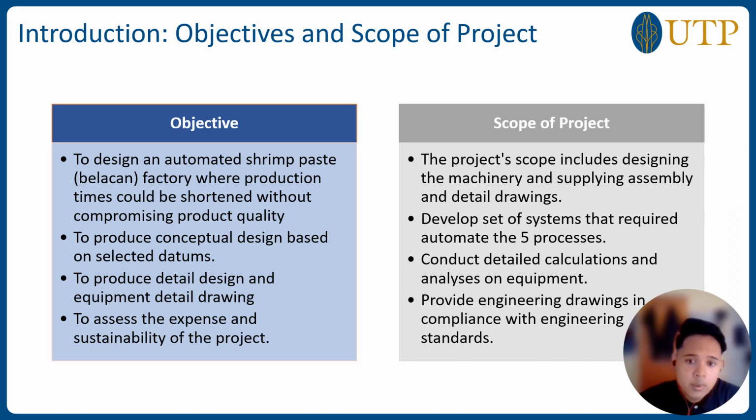So for the scope of the project, the scope includes designing the machinery and supplying assembly and detailed drawings, developing a set of systems that automate the process, conducting detailed calculation and analysis on equipment, and providing engineering drawings in compliance with engineering standards.